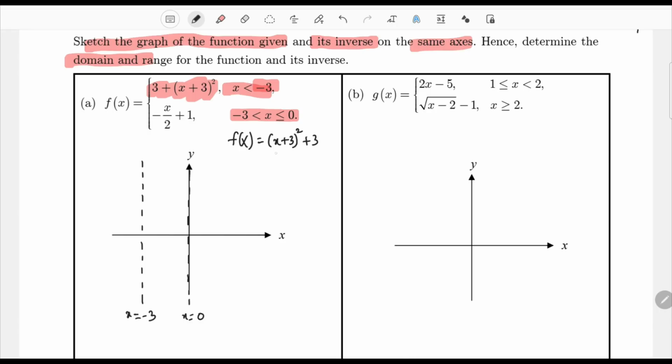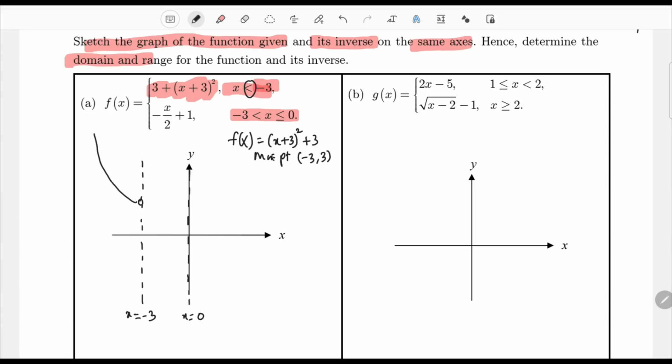So we will get this is a positive curve. So we get the minimum point. So we need the minimum point. That will be (-3, 3). So find your (-3, 3). So here, it should be on the left, right? So we don't have any equal sign. So this should be the blank circle, the empty circle.